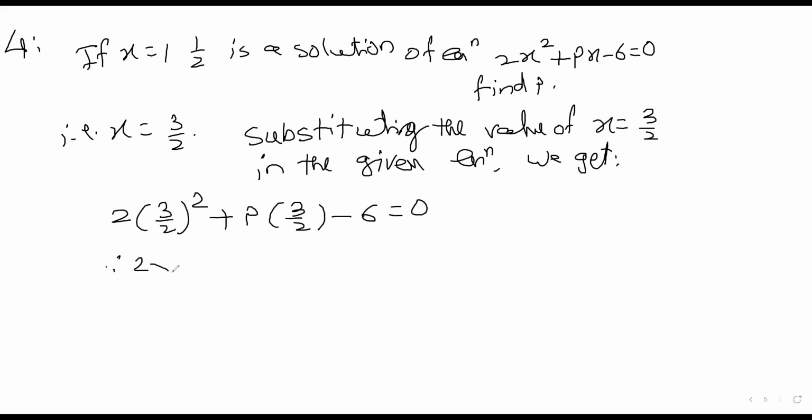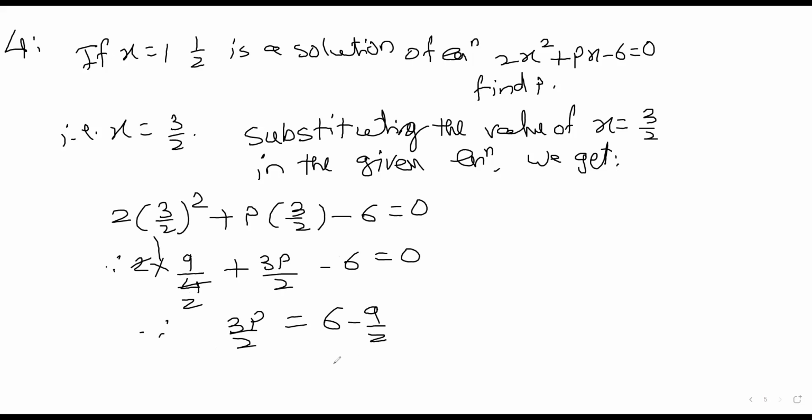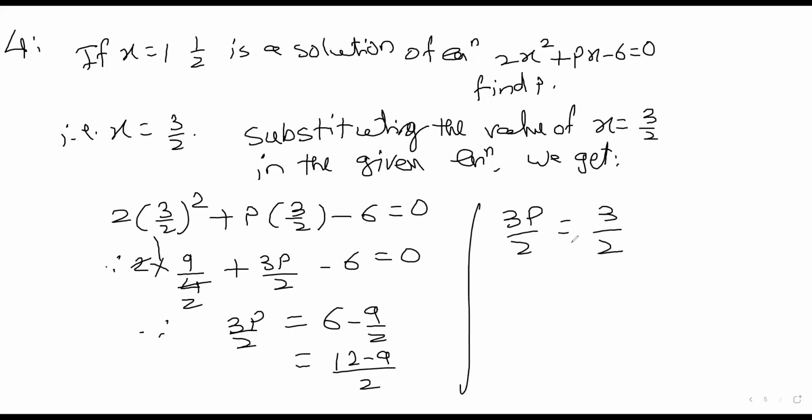So what do you get? 2 into 9/4 plus 3p/2 minus 6 is equal to 0. 2 ones are 2, 2 twos are 4. So you get 3p/2 is equal to, direct मी तिकडे नेतो आता, 6 minus 9/2. That is 12 minus 9/2. So 3p/2 is equal to 3/2. So p will be 3/2 cross multiplied 2/3. Everything will get cancelled. This means p is equal to 1.